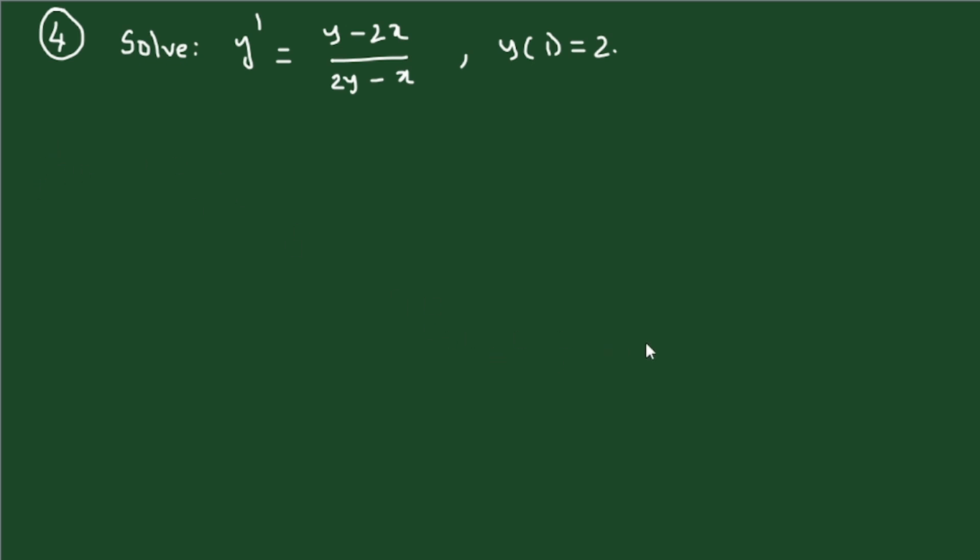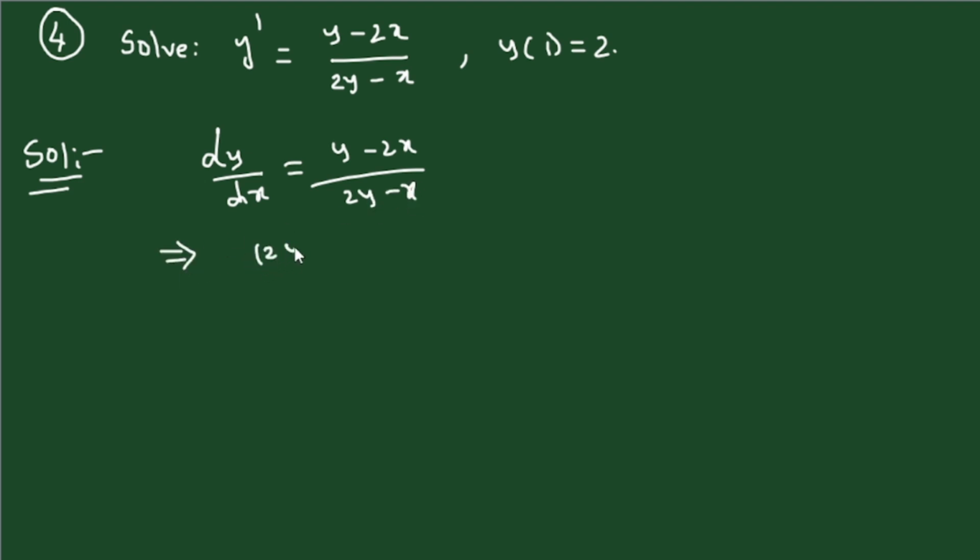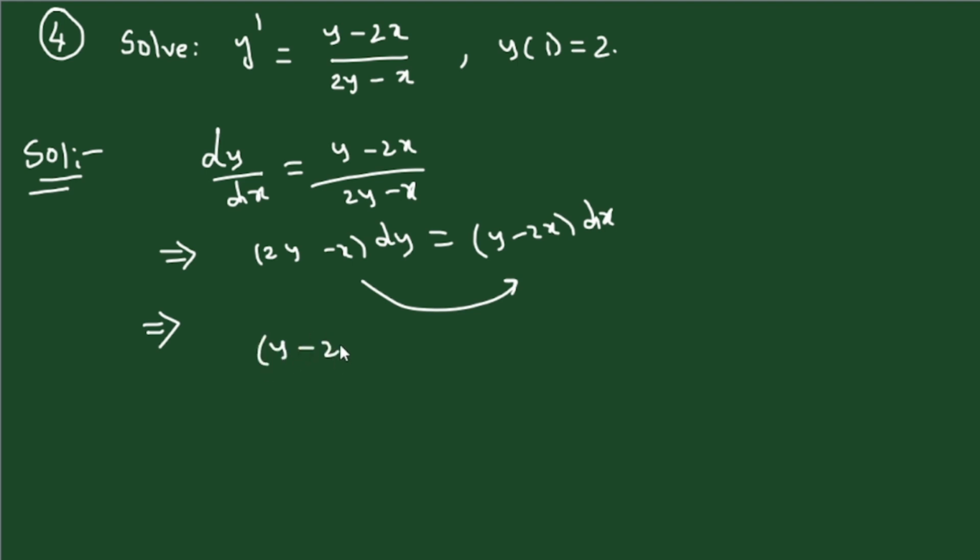Coming to this problem, we are not directly given the problem in the form of m dx plus n dy, but it is dy by dx equal to y minus 2x by 2y minus x. You cross multiply, you will get 2y minus x dy equal to y minus 2x dx. Right? Now you take this one to the right hand side, you will get y minus 2x into dx minus 2y minus x into dy equal to 0.